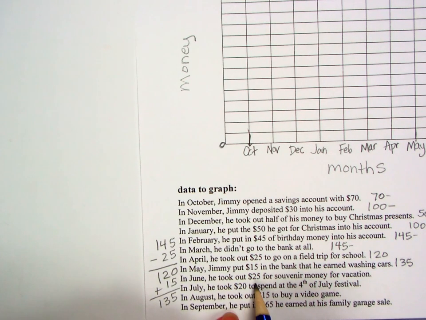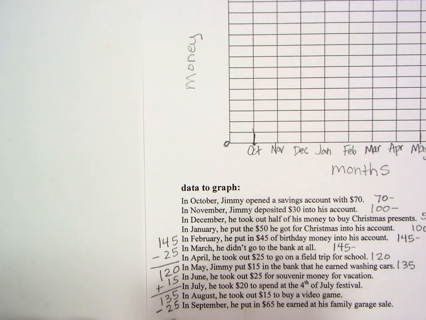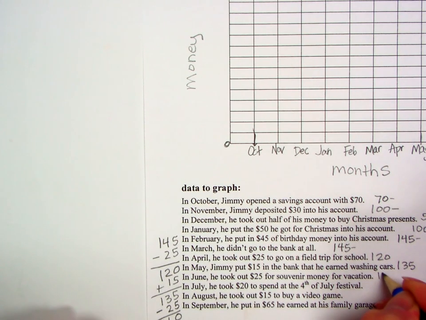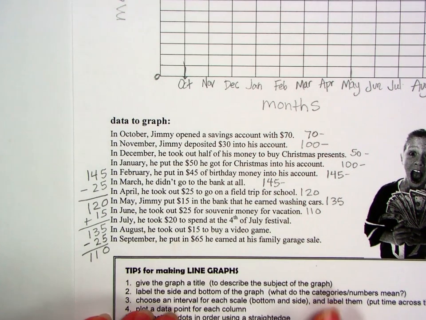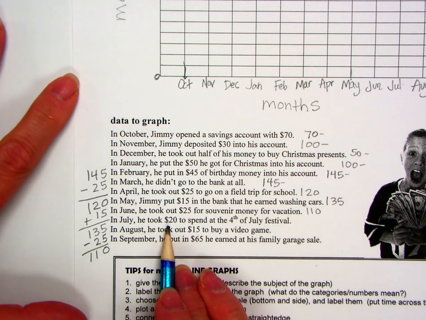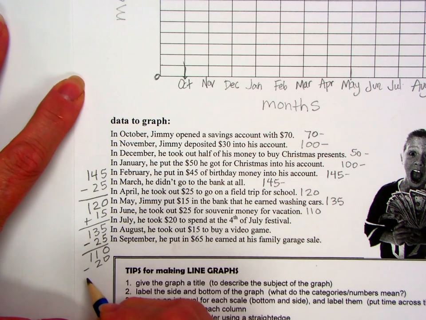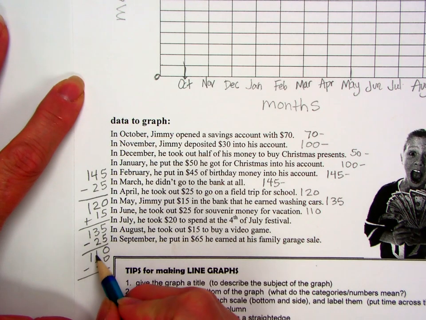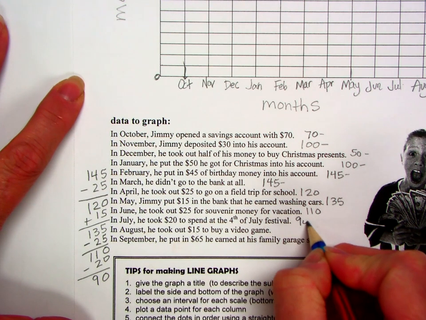In June, he took out $25 for souvenir money for vacation. So I'm going to subtract 25. And now he has $110. So we'll put 110 right there. In July, he took $20 to spend at the 4th of July festival. So we're going to subtract 20. Now we've got to borrow. 0 minus 0 is 0. And you can either borrow from this one to make this an 11, or just subtract this section. 11 minus 2 is 9. So he has $90.